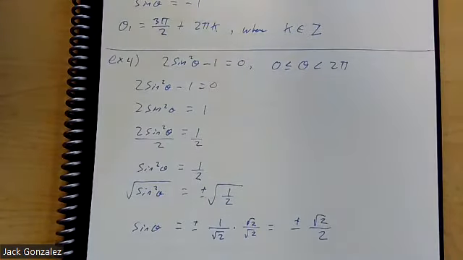Okay. So square root 2 over 2 for sine will be here, and negative there, negative here. So all 4, right? So the 2 positives and the 2 negatives.